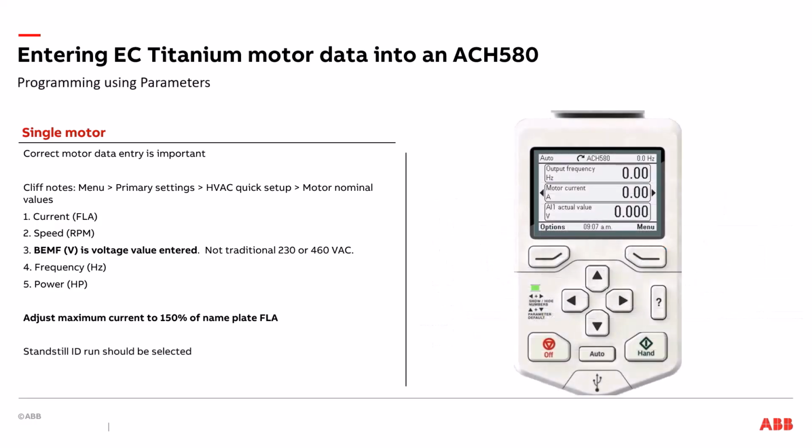Let's now program the motor data into the drive using primary settings. We'll first select Menu, Primary Settings, and then we're going to scroll down to Motor. We're going to select the nominal values of system here. We have one drive connected to one motor, so it's single motor. We're now going to enter the motor data first by entering in the current. I have a 1.2 amp motor.